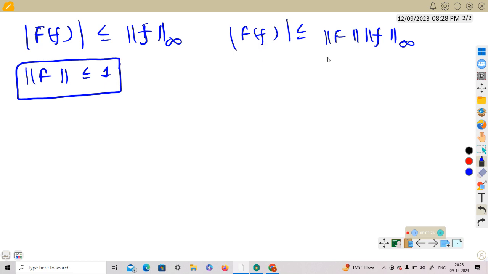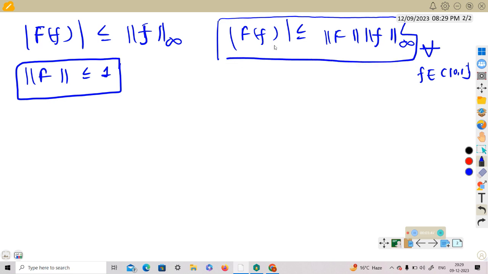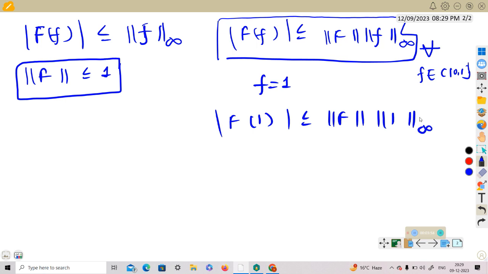Okay, now we see this result. This relation is true for all f belonging to C[0,1]. So we take a simple f to make the calculation easy. So we take f is equal to 1. What is the infinity norm of f? The infinity norm of 1 is equal to 1. You can check it yourself, no big deal. The sup norm of the constant function 1 is one.